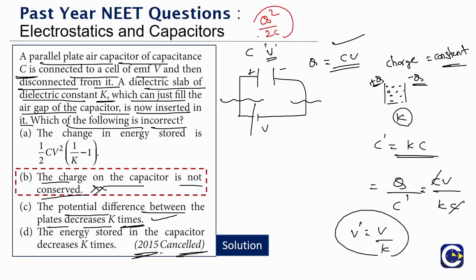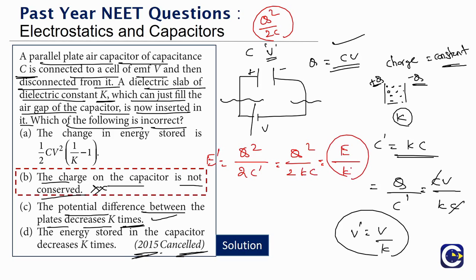Q square by 2C. New energy is what? Q square by 2C dash. This is the new energy, that is what is called E dash. So Q square by 2 into C dash is what? C dash is K times C, right? Which is Q square by 2C, the original energy, divided by K. So what do we have? We have the energy is also decreasing by K times. E dash is equal to E by K. So the option D is also true.